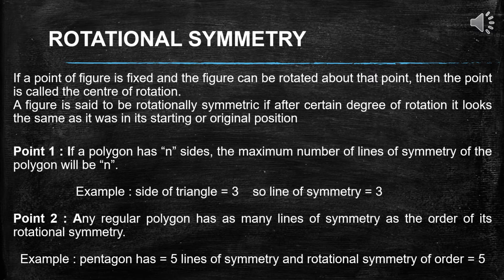Point 2, any regular polygon has as many lines of symmetry as the order of its rotational symmetry. Example, a pentagon has 5 lines of symmetry because its sides are also 5, and the rotational symmetry order will be 5. Depending on the sides, the lines of symmetry are the same, and the rotational symmetry, if possible, is also the same.